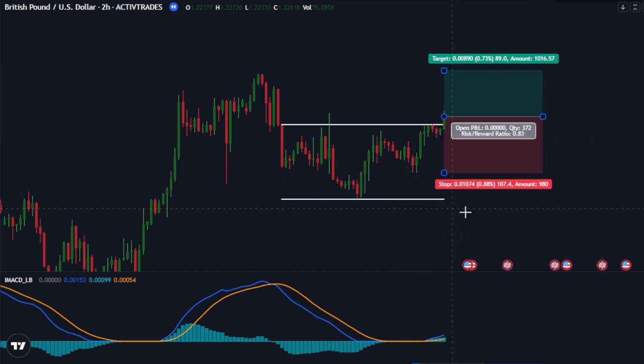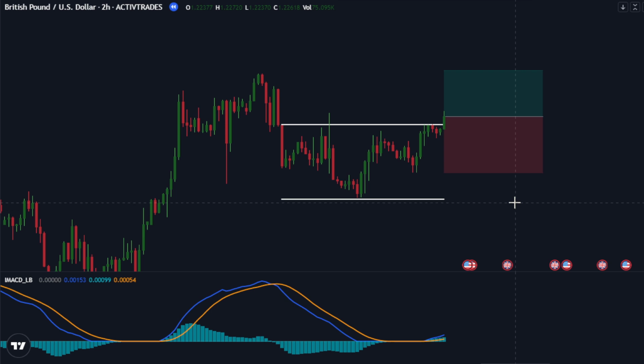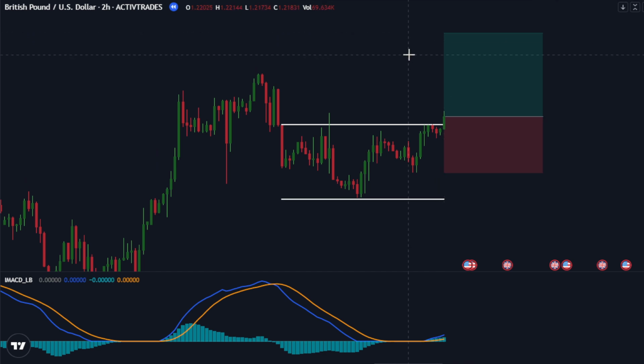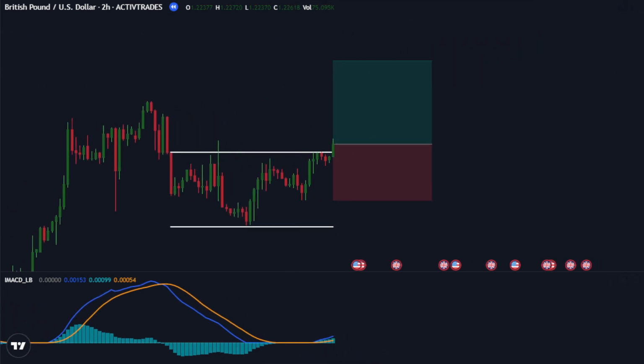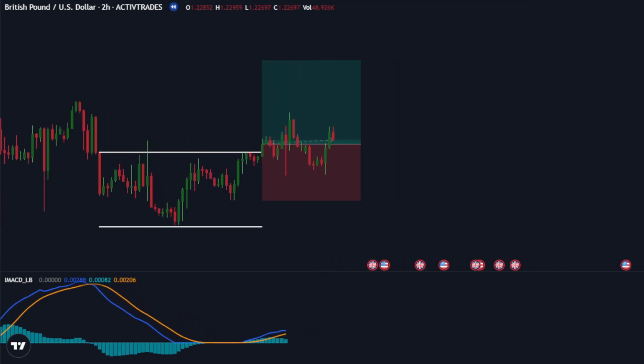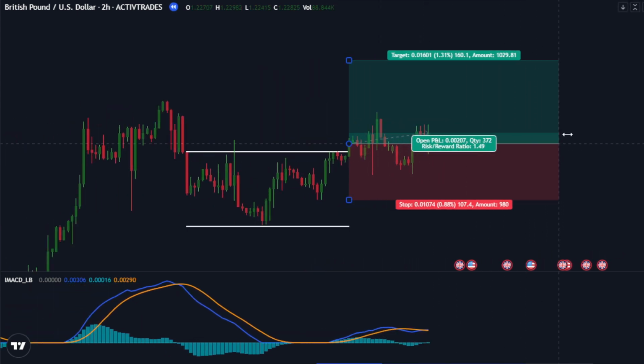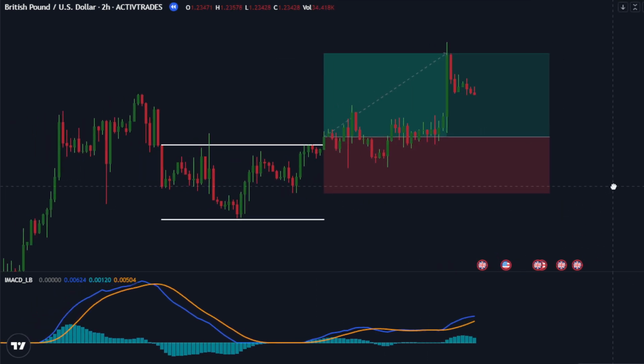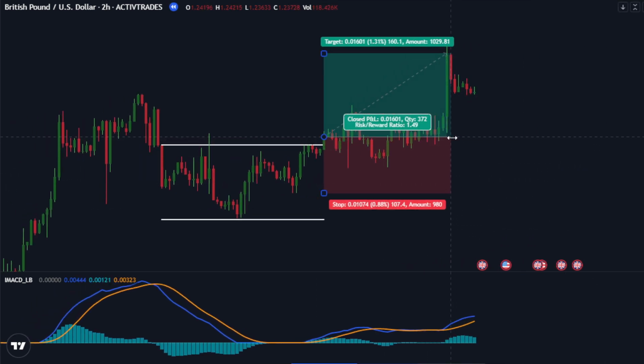We set our stop loss at the nearest swing low. And our take profit will be a risk-reward ratio of 1 to 1.5. Thus following the momentum of the new trend. We see that it was a winning trade.